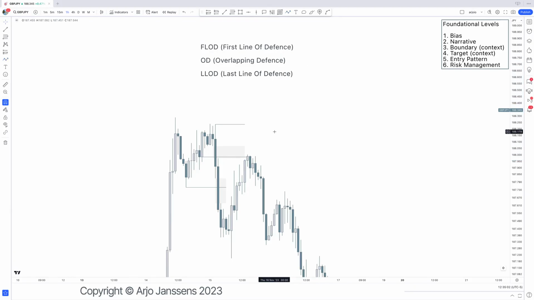So that is the last line of defense. So we have the first line of defense, the overlapping defense, and the last line of defense right there. That creates in itself an order flow lag. And the order flow lag is again made valid by having that fair value gap in the lag itself. That is very important. That creates an order flow lag.